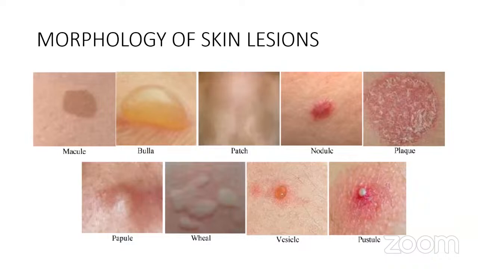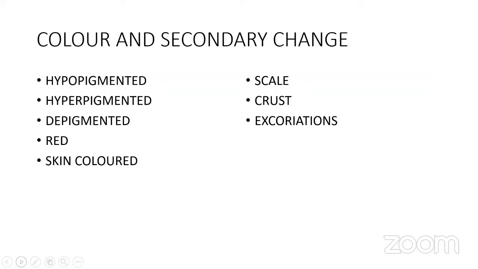And a nodule is something which is usually better felt than seen. It is a papule, but with a depth of more than 0.5 centimeter. Then there are a few specific lesions like wheals. You see wheals in urticaria. Next slide, please.